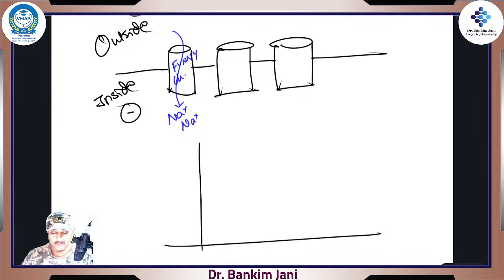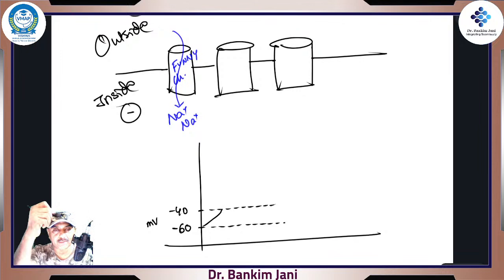Achha. So from minus 60 millivolt to minus 40 millivolt, these are all in millivolts, right? Gradually it will rise, because the sodium is entering inside, so inside is becoming more positive. That means inside is becoming less negative, so it rises. And then at one point it fires. What happens? Those voltage gated calcium channels open, and it zooms up, right? It goes up.